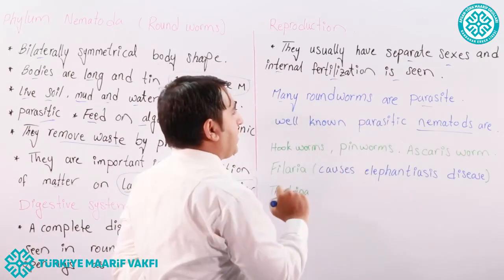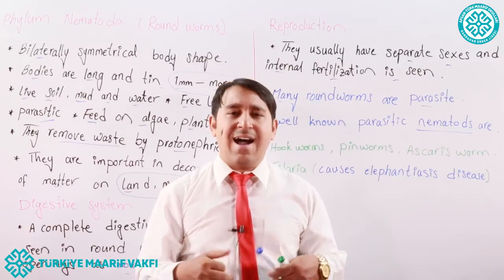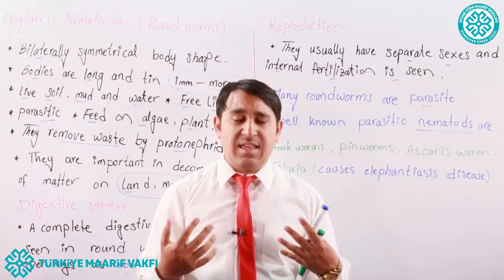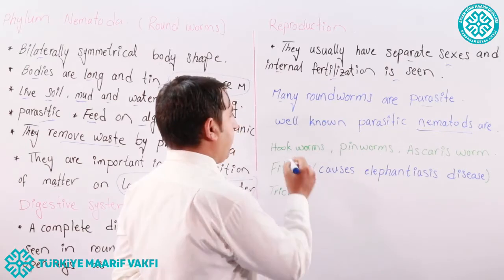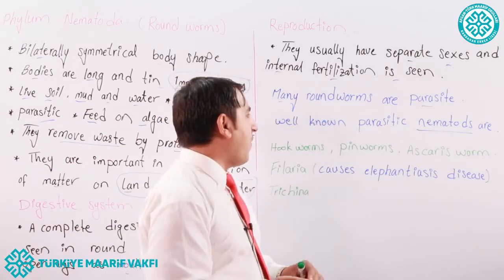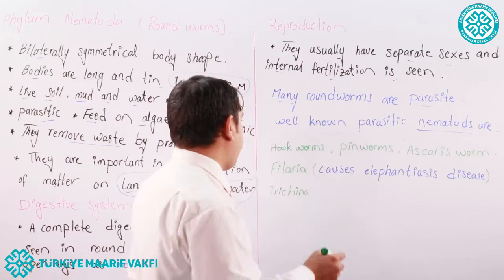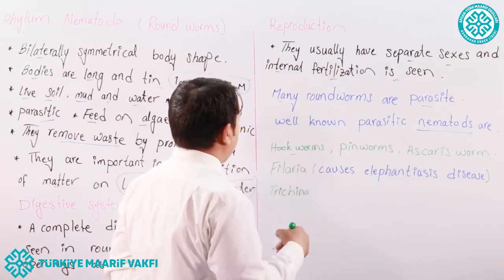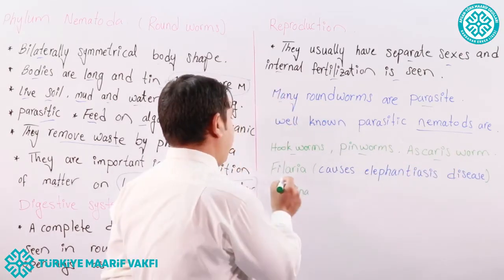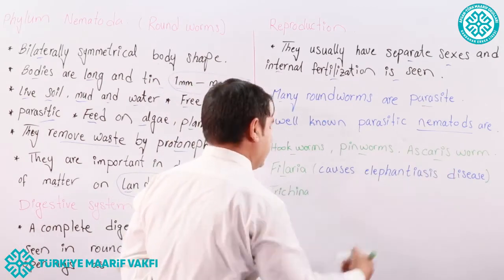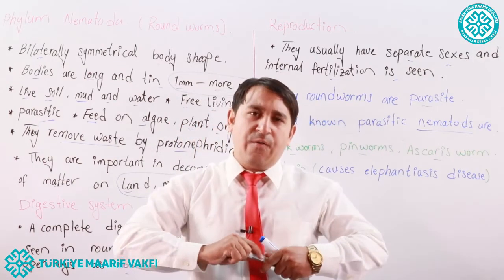Many roundworms are parasites. They are parasitic. They can cause disease in the body of other living organisms, and they cannot make their own food by themselves, so they need a host to get their food. And here we have some examples of well-known parasitic nematodes. For example, hookworm, it's a type of roundworm, and pinworms, ascaris worms, filaria, which causes elephantiasis disease, and trichinella. Trichinella is also another type of roundworm.